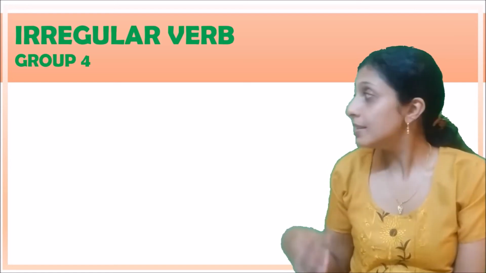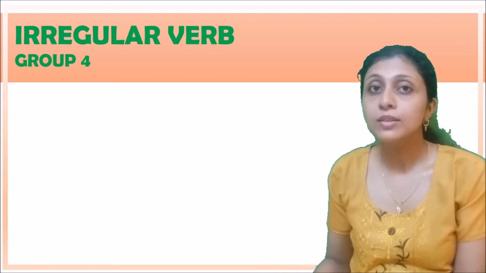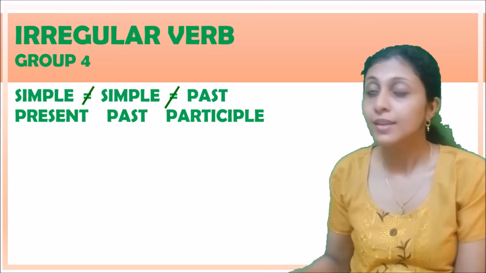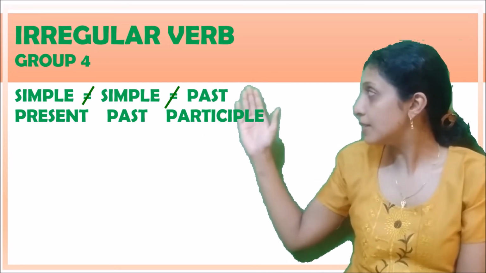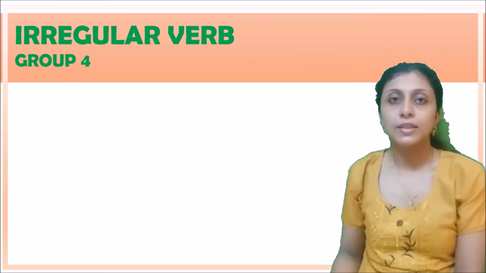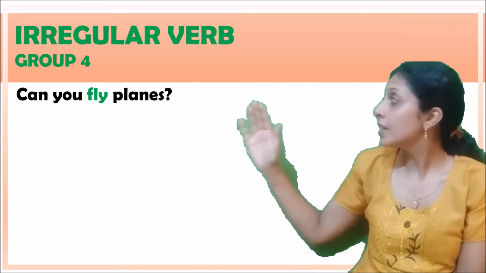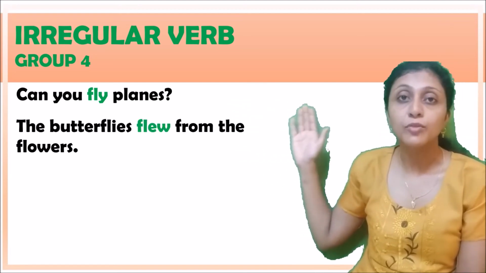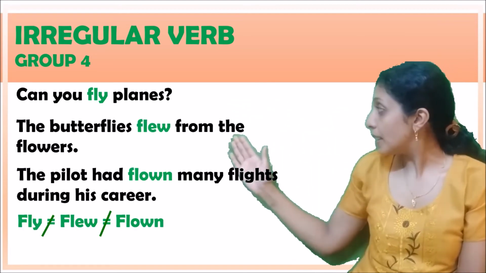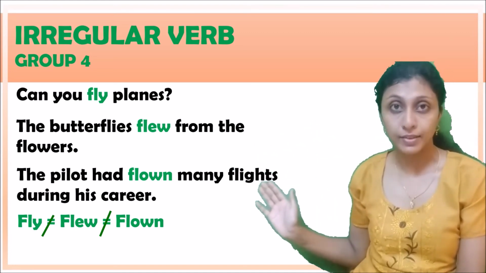Now we are going to talk about the last group of irregular verbs. In this type of verb, you find that all the three conjugations, which are the simple present, the simple past and the past participle, all remain different. Look at these sentences. Can you fly planes? The butterflies flew from the flowers. The pilot had flown many flights during his career.